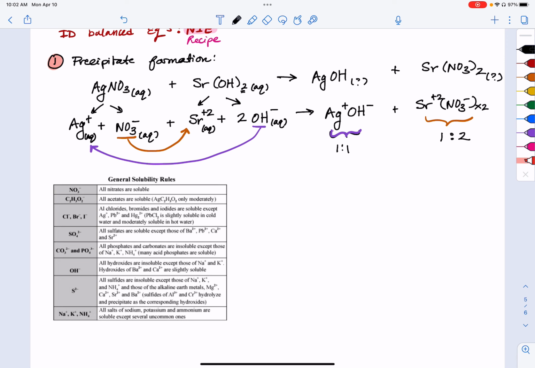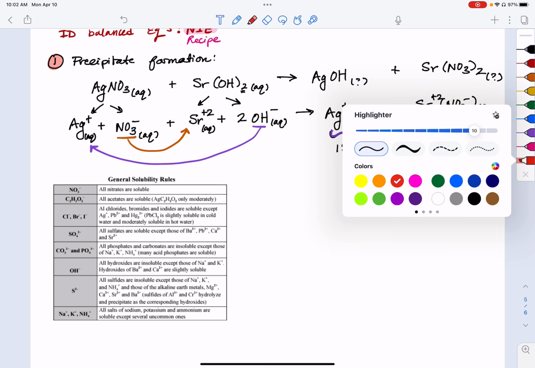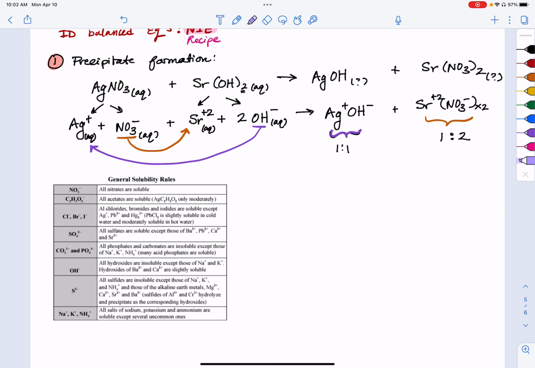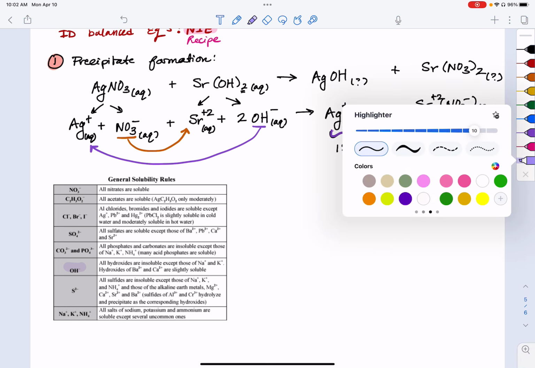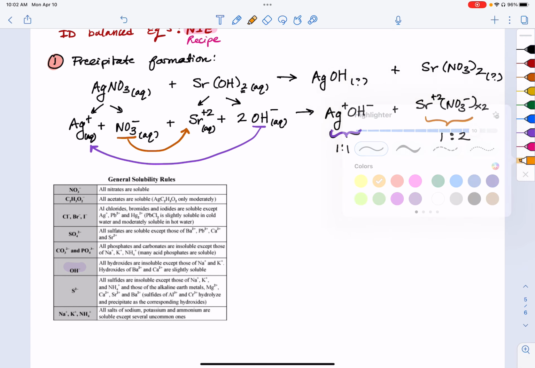So it looks like I have a hydroxide rule, which says all hydroxides are insoluble unless they have sodium, potassium, barium, calcium. Strontium hydroxide is soluble. And then we've got our nitrate rule, which says that all nitrates are soluble.